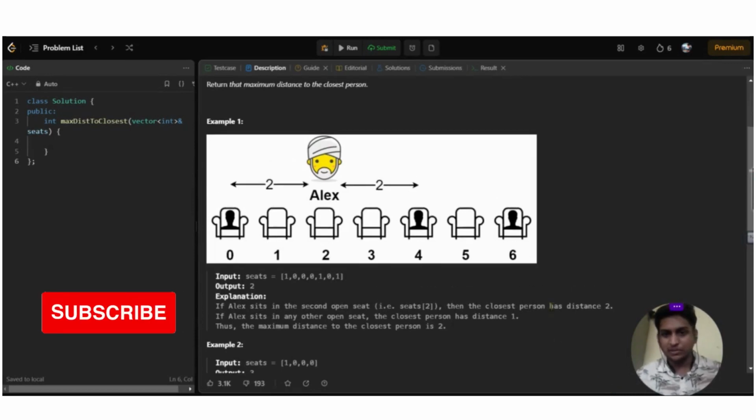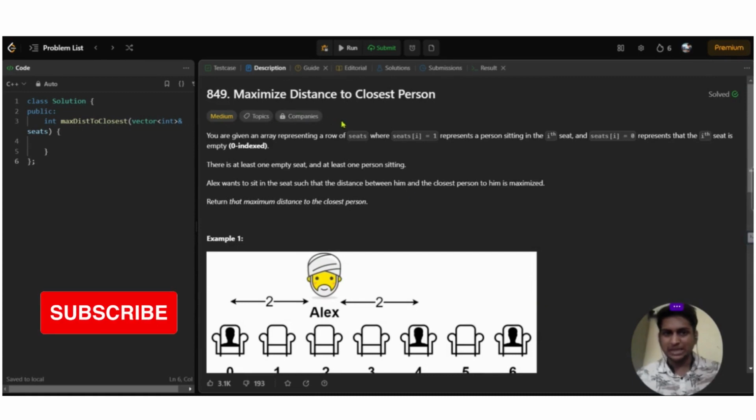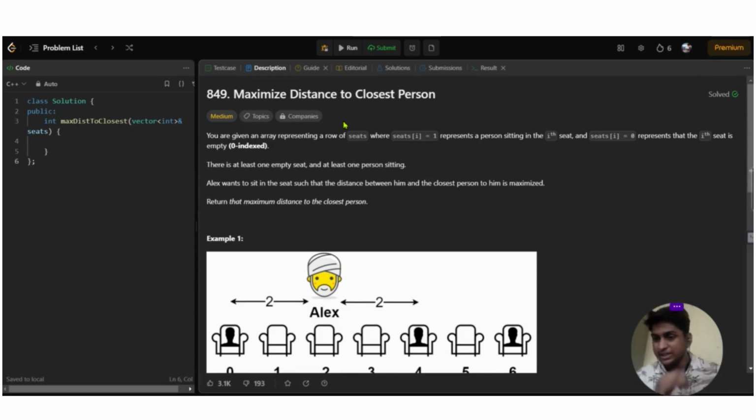So let's start this video with this problem: maximize distance to closest person. This is a pretty nice problem which interviewers nowadays are liking. They are asking these kinds of problems very frequently. This is not too easy, not too hard, and if you are able to solve this problem, it means you have a good understanding of arrays and you're sharp-minded, definitely. So let's understand this problem.